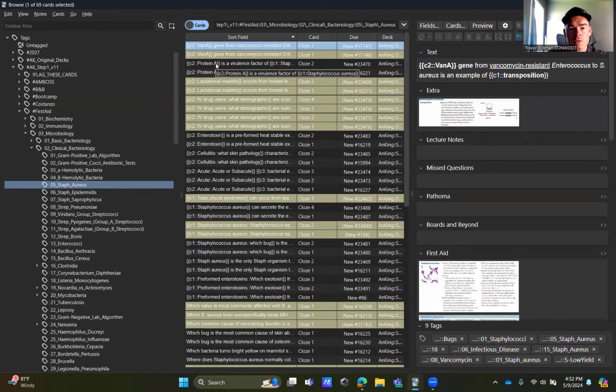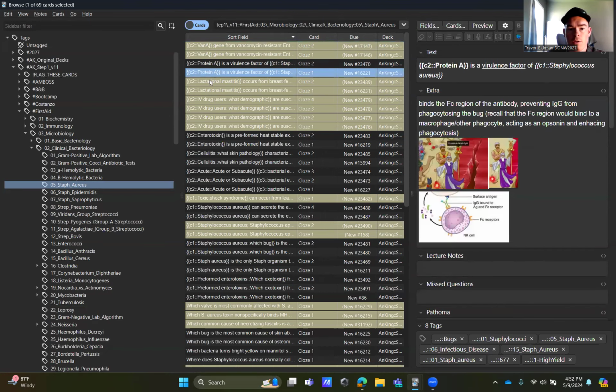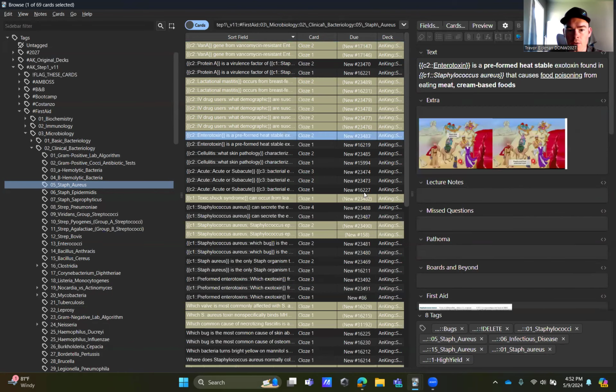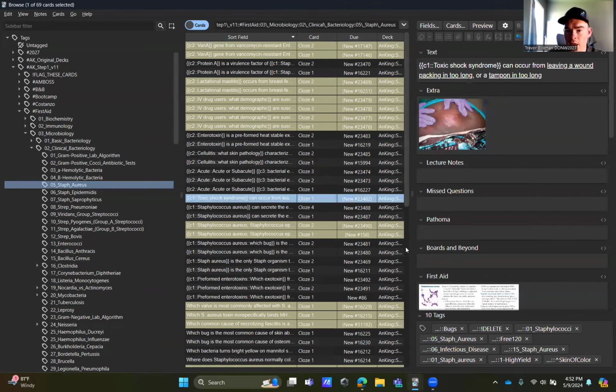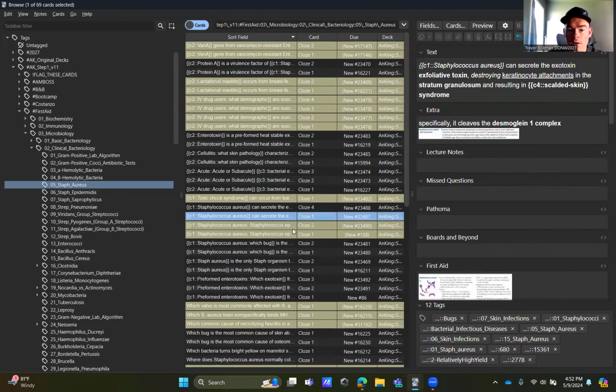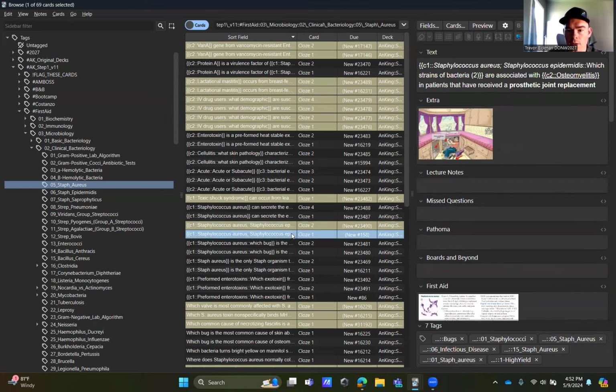So skipping the first two, you're going to grab 3, 4. You're going to skip the lactational and the IV drug users, coming down to enterotoxin. From there, you're going to grab the next 7 cards: 1, 2, 3, 5, 6, 7. You're going to skip that 8th, grab 9 and 10 here. And then you're going to skip 2 more, these 2 here, talking about osteomyelitis and prosthetic joint replacement.